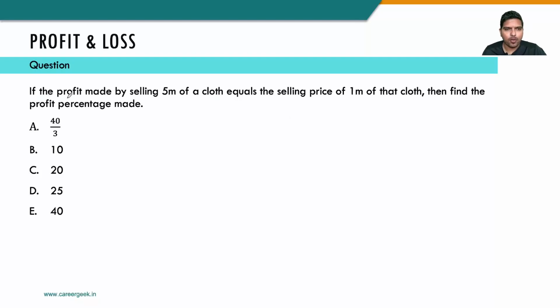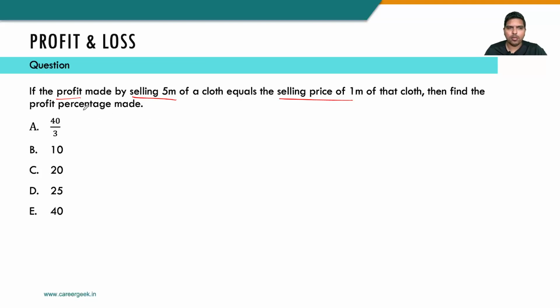Okay, if the profit made by selling 5 meters of a cloth equals the selling price of 1 meter of that cloth, find the profit percentage made. So this is a bit tricky because we don't know the cost price or the selling price of anything, just that cost price and selling price have been given in terms of meters.